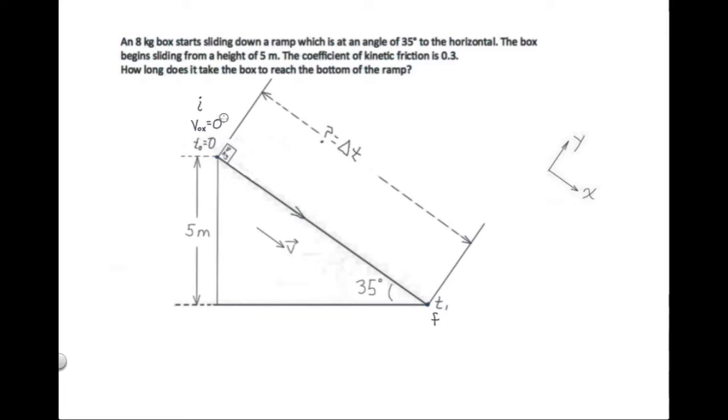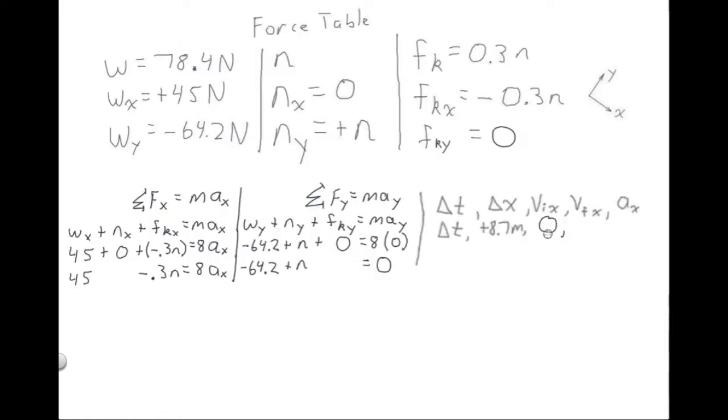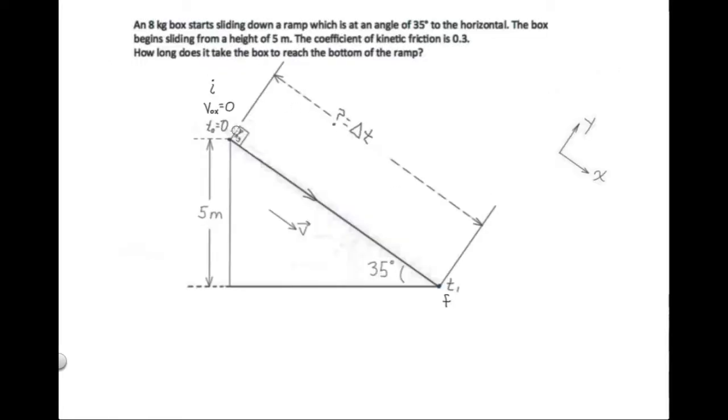So that's a key to getting this problem right. We have to know that this object started from rest. So v initial x will be 0. So we need to plug in 0 for v initial x. Now this is a number that some students will miss because this number 0 was not explicitly mentioned in the problem.